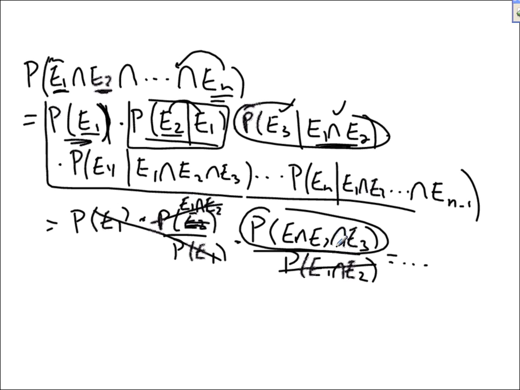And I'm not going to really continue with this, but if I did, I would just get the probability of E1 intersect E2 intersect En. Okay, it does work. Get your hands dirty, work it out.